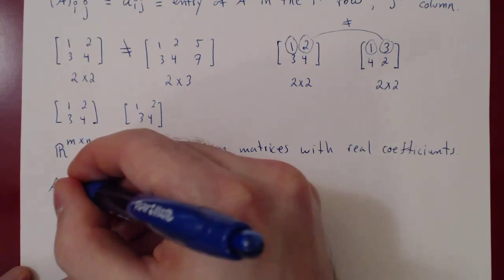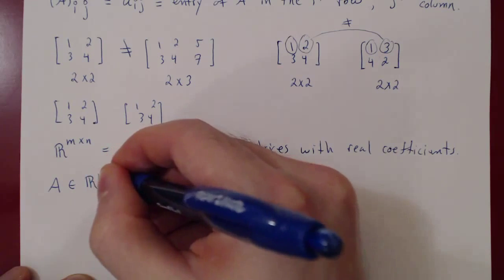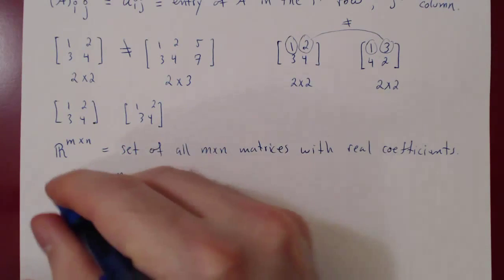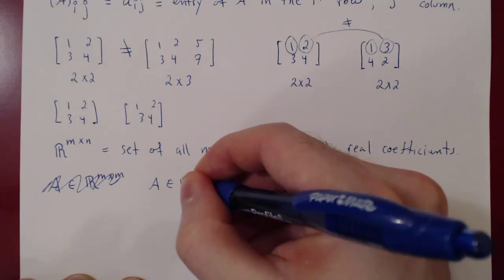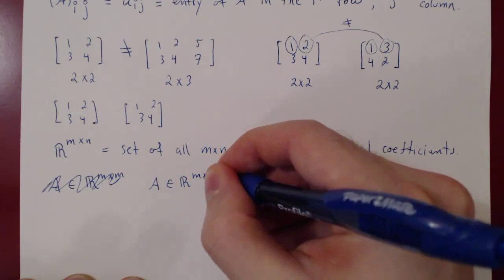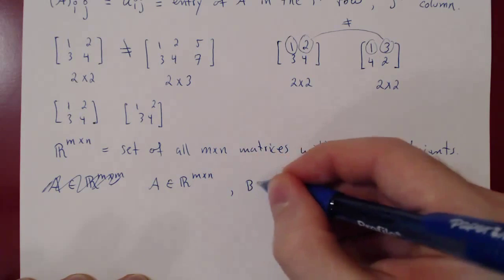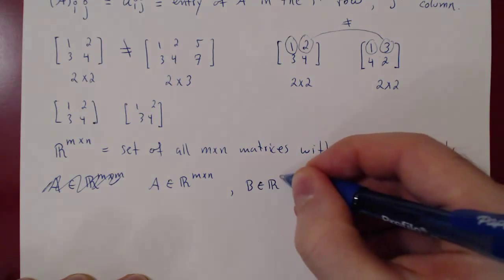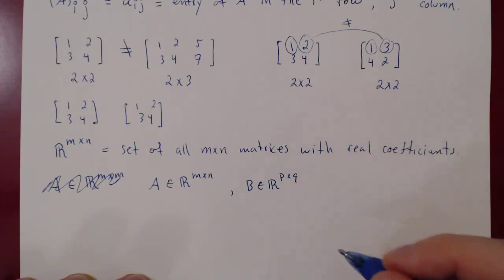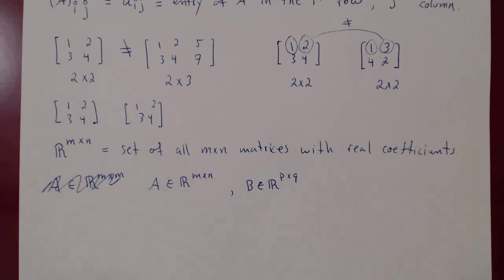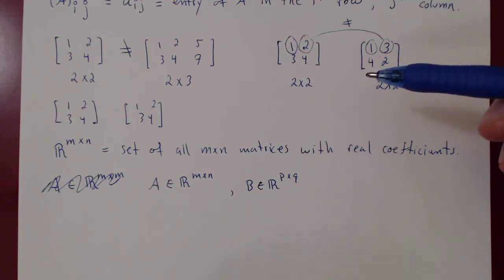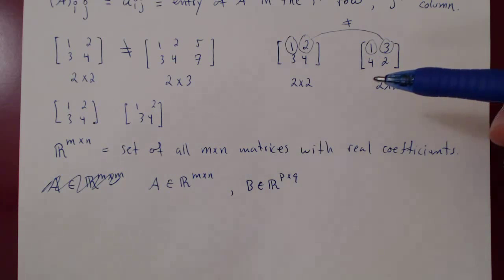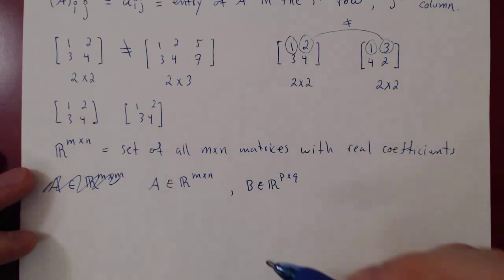Suppose that A is an m by n matrix. And suppose B is a p by q. And now let's write very concisely our definition of equality. As we have just said, matrices are equal if they have the same size and the same, and the word is very important, corresponding entries.